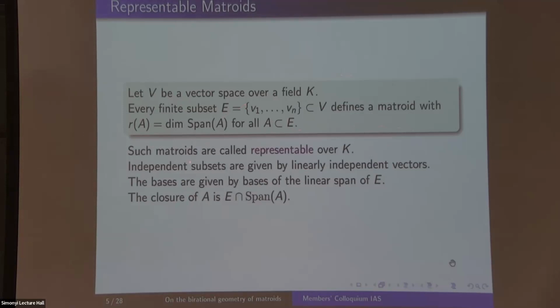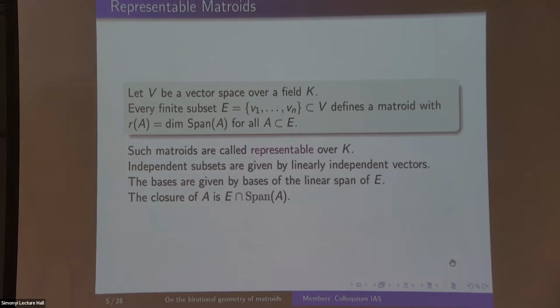And if you want to talk about closures, you will just add to A every vector in this finite set E, which is contained in the linear span of A. Then you get the closure. And whenever this is equal to A, you have a flat.